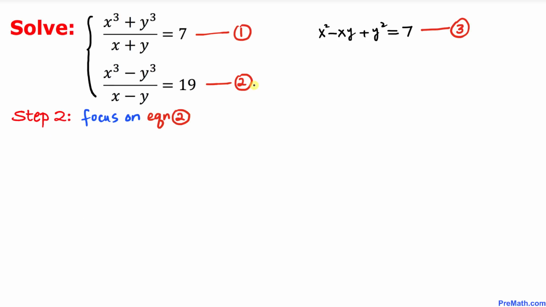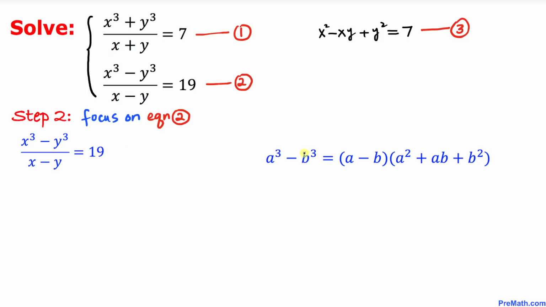And here's our next step. Let's focus on this equation 2. And here I have copied it down, and let's focus on the numerator part only. And now let's recall this difference of two cubes formula, a cube minus b cube, right here. So this numerator x cube minus y cube could be written as x minus y times x square plus xy plus y square, divided by x minus y equals 19.